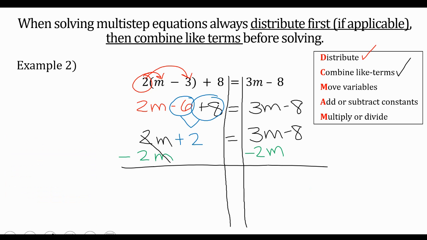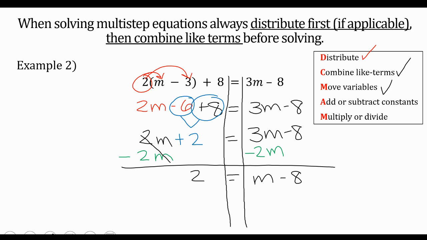That cancels. Bring down your 2, bring down your equal sign. 3 minus 2 is 1, so it's 1m, but technically I don't need to put that 1 there, so in this case I'm not going to. Minus 8, so we did that next step.